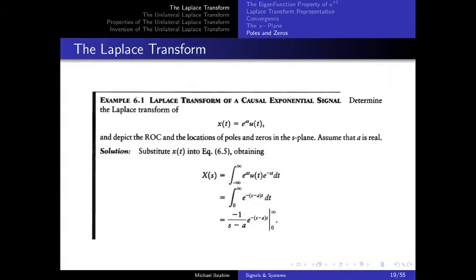So our first example today, we have a function x of t of the form e to the power at times u of t. And here a is assumed to take only real values. And we need to find the Laplace transform and the region of convergence and the location of poles and the location of zeros. But before we do that, the example here is calling this signal a causal signal, a causal exponential signal. So it's an exponential signal. It has the form e to the power at. But why is it called a causal signal?